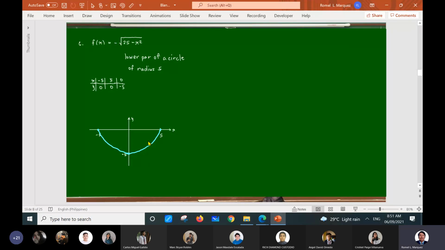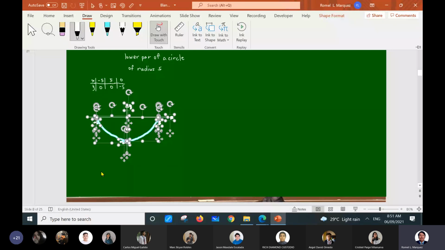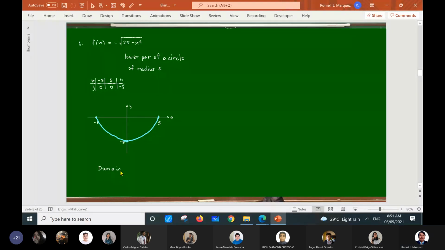What's the domain, guys? What do you think? Negative 5 to 5 po, sir. So the domain is from negative 5 to 5, no? Closed interval, negative 5 to 5. What about the range, children? Range, negative 5 to 0 po. Negative 5 to 0, no? Yan. Clear, guys?